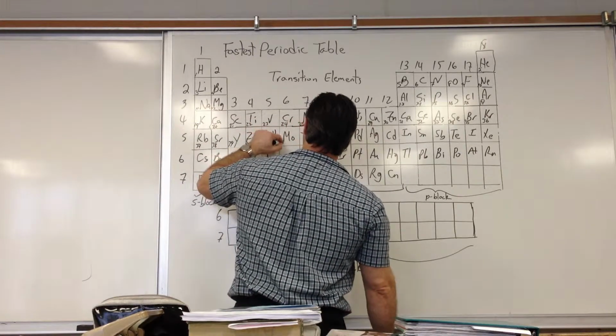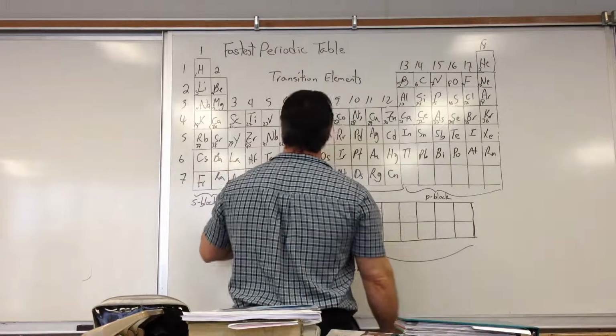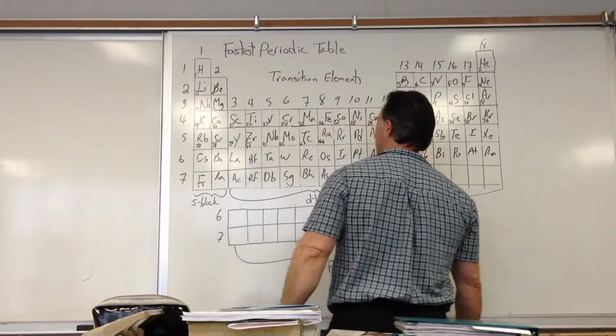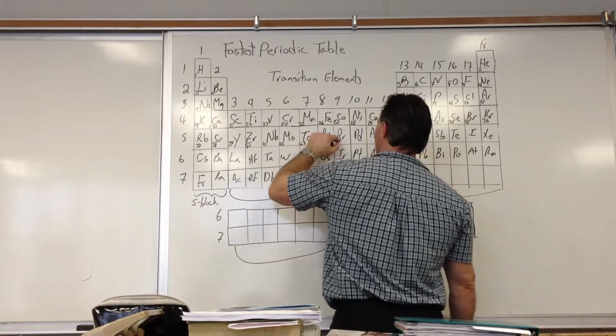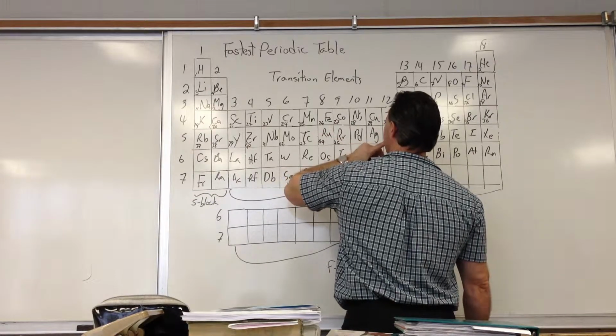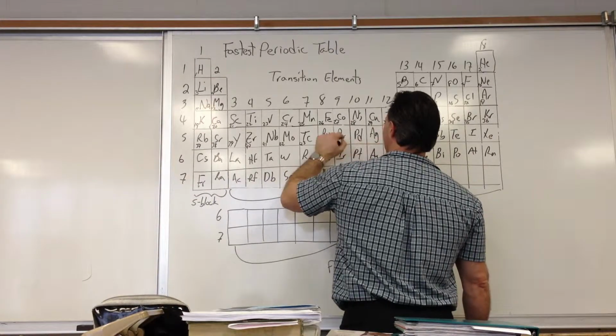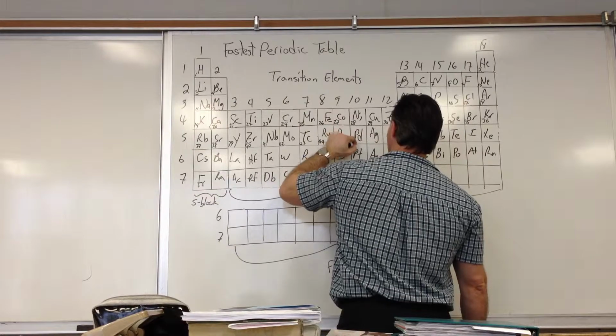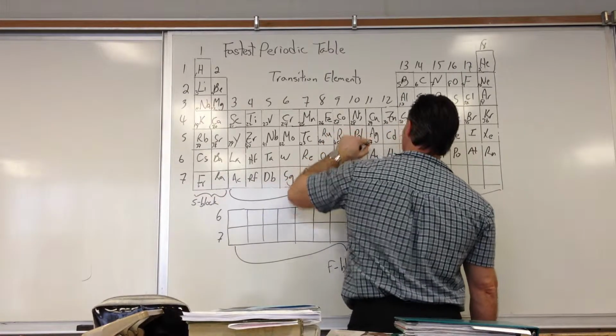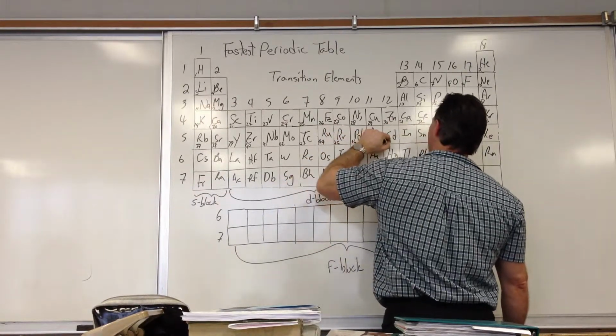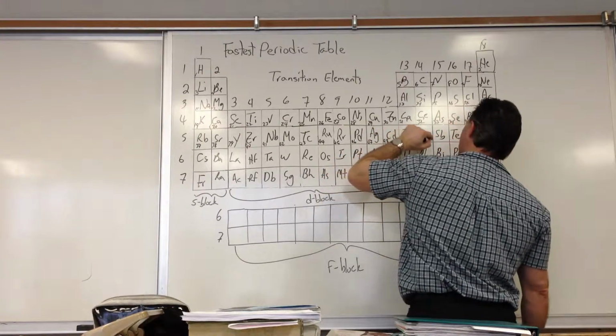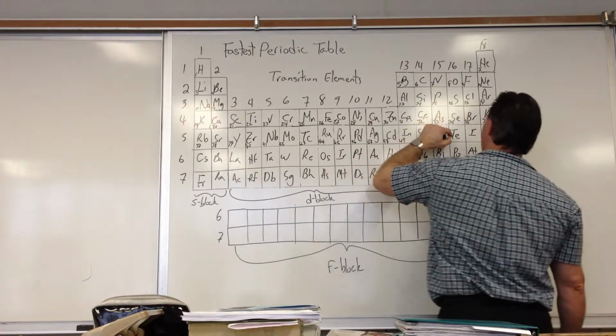42 for molybdenum, 43 for technetium, 44 for ruthenium, 45 for rhodium. I could be wrong about that. I'll come back to that one. 46 for palladium, 47 for silver, 48 for cadmium, 49 for indium, 50 for tin, 51 for antimony, 52.